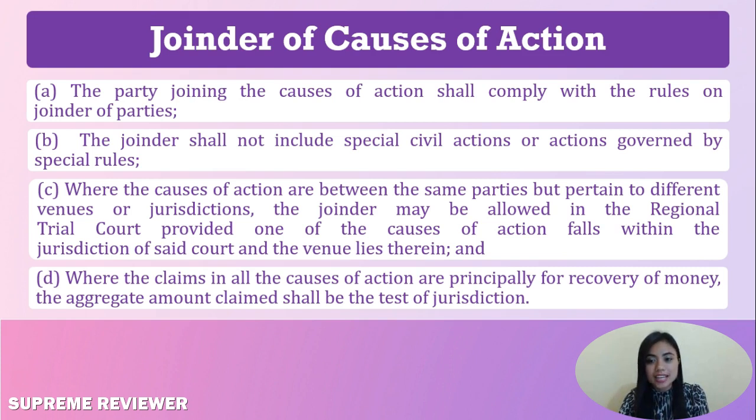First, the party joining the causes of action shall comply with the rules on joinder of parties. Second, the joinder shall not include special civil actions or actions governed by special rules. Third, where the causes of action are between the same parties but pertain to different venues or jurisdictions, the joinder may be allowed in the regional trial court, provided one of the causes of action falls within the jurisdiction of said court and the venue lies therein. And finally, where the claims in all the causes of action are principally for recovery of money, the aggregate amount claimed shall be the test of jurisdiction.